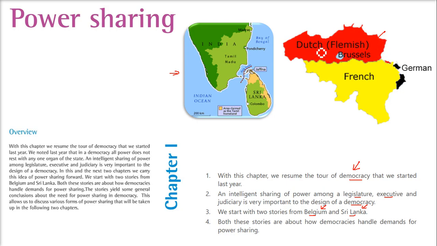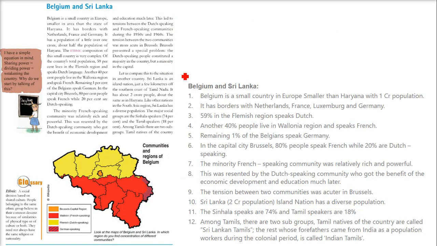Now Belgium has the upper part which you see here, the red one. This is called the Flemish part. And here mostly Dutch speaking people live. In the lower part, we have French speaking people and 1% is German. So, Belgium and Sri Lanka, first of all, let us understand about Belgium.